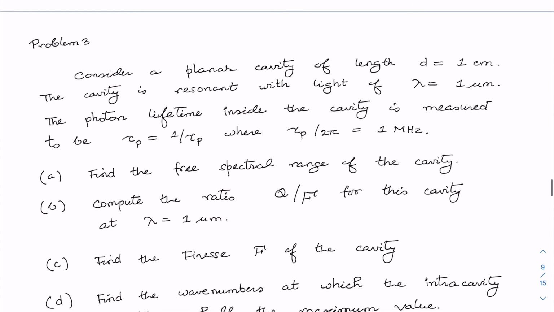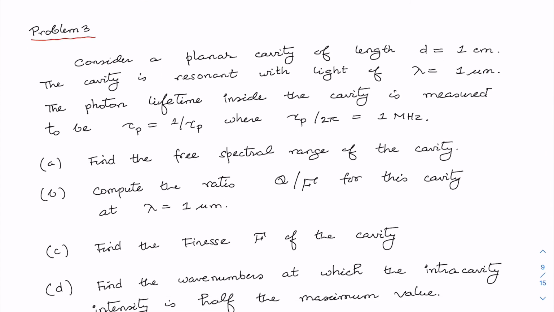Now let us work out this problem on the Fabry-Perot cavity. I believe doing this problem will teach you quite a bit about cavities. The problem goes like this. You are asked to consider a planar cavity of length 1 centimeter. The cavity is resonant with light of wavelength 1 micrometer. The photon lifetime inside the cavity is measured to be tau p equal to 1 by gamma p, where gamma p by 2 pi is equal to 1 megahertz. The problem has 5 parts, and we will do it one by one.